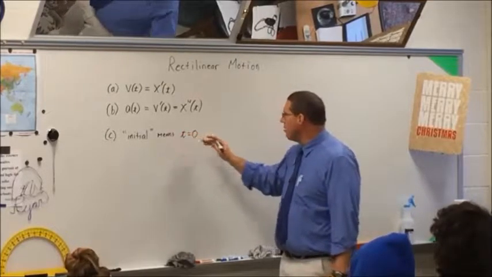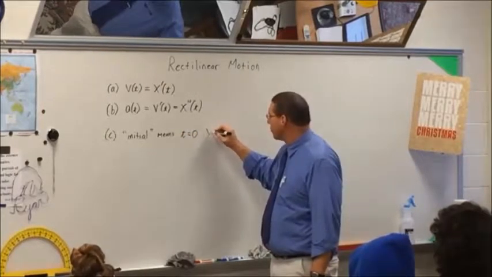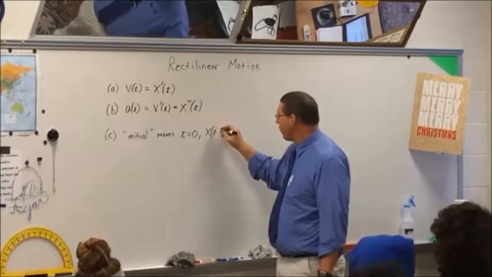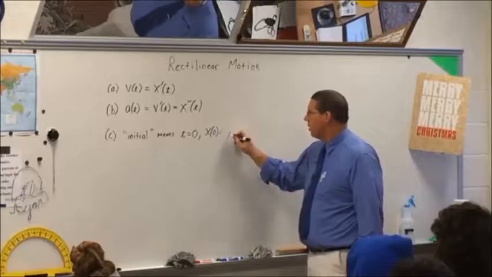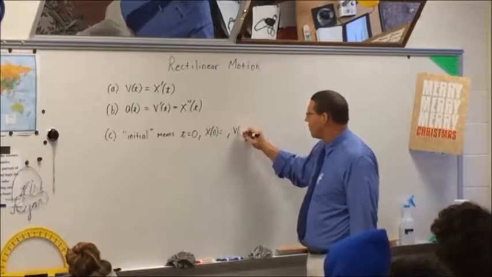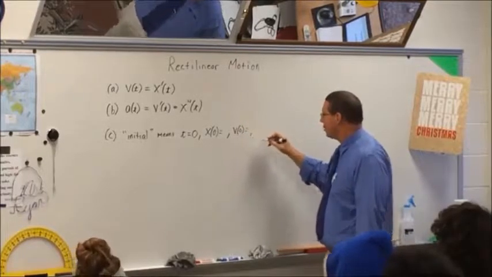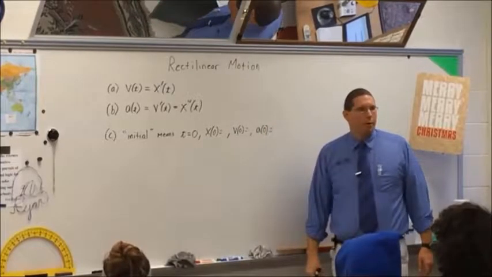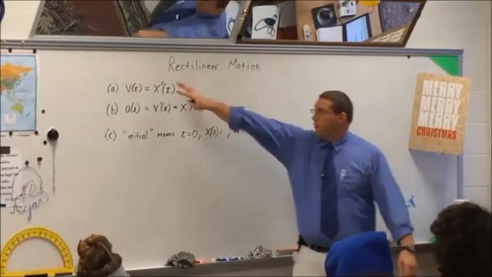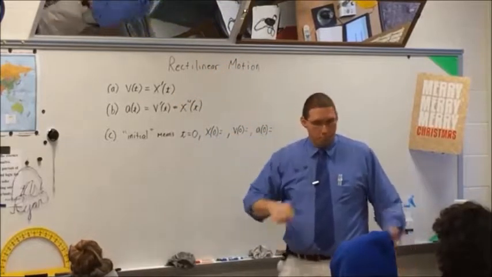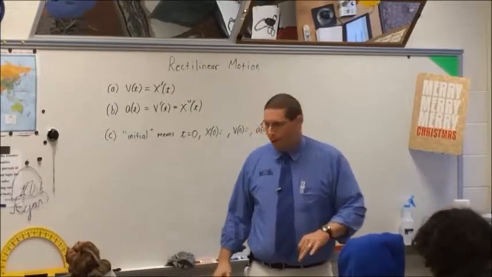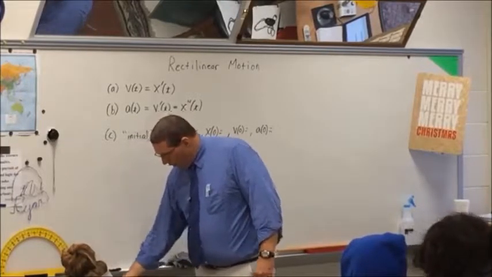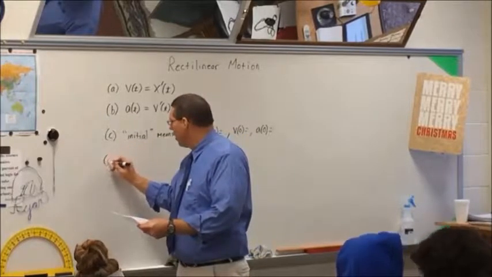So for C, basically what you're identifying is for initial position, that's just whatever x of 0 is. The initial velocity is whatever v of 0 is, and the initial acceleration is whatever a of 0 is. Just plug 0 into these functions, and that'll give you the initial position, initial velocity, initial acceleration. All right. Part D.